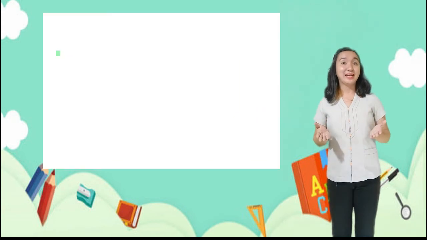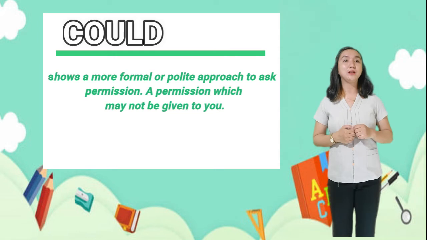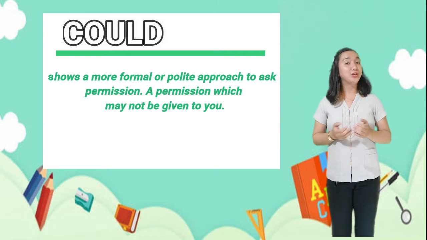Notice that the modal can sounds less polite. We can use can when we talk to people we are familiar with, whereas the modal could shows a more formal or polite approach to ask for permission. A permission which may not be given to you.